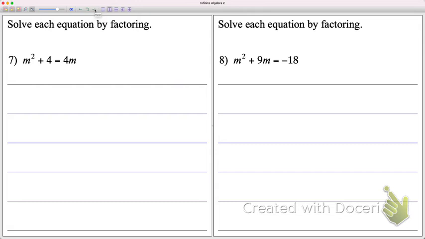M squared plus 4 equals 4m. What is the first thing I'm going to do? Set it equal to 0. How am I going to set it equal to 0? What am I going to do to it? M squared minus 4M plus 4. You guys want to do this one on your own? Yes.